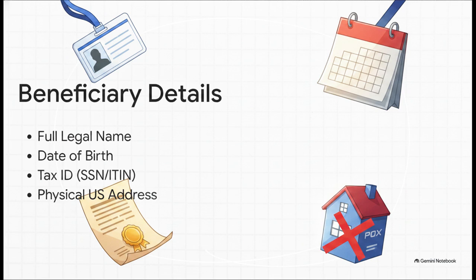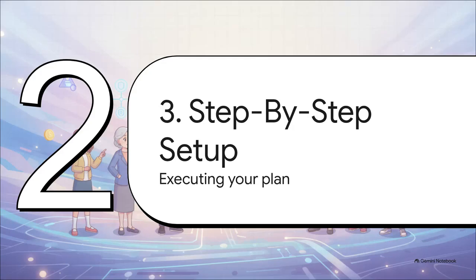Federal anti-money laundering regulations strictly prohibit using P.O. boxes. It absolutely has to be a physical street address. Addresses in U.S. territories like Puerto Rico, Guam, and the U.S. Virgin Islands, those are perfectly fine. But again, absolutely no P.O. boxes. All right, Section 3, step-by-step setup guide.